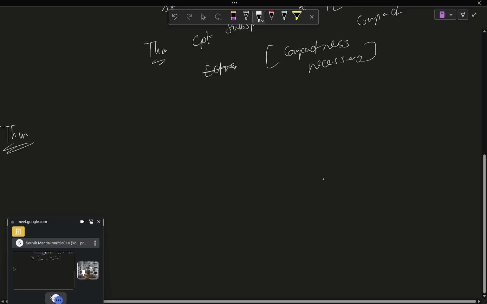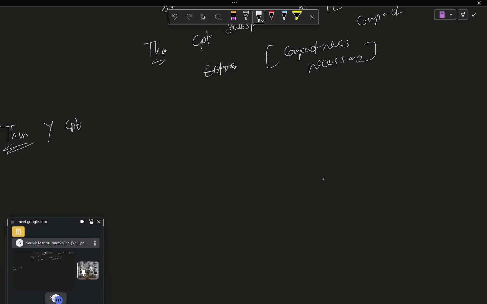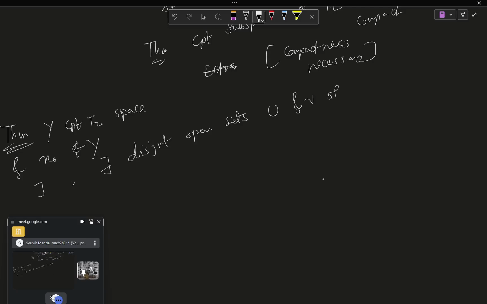If Y is a compact subspace of a Hausdorff space X, and x naught does not belong to Y, then there exist disjoint open sets U and V of X containing x naught and Y respectively.